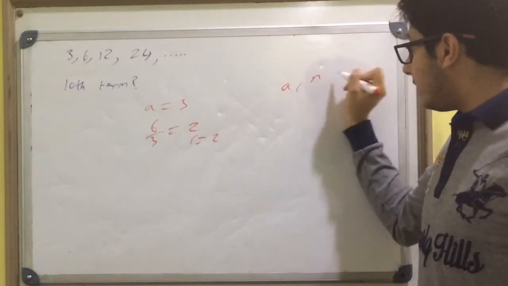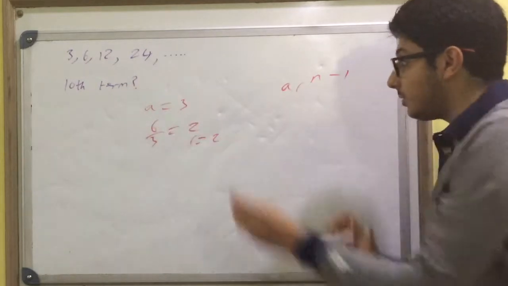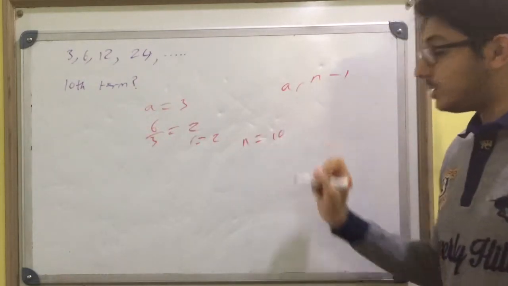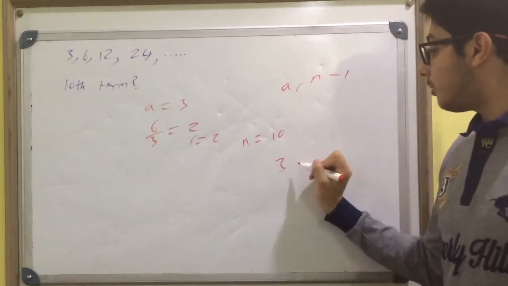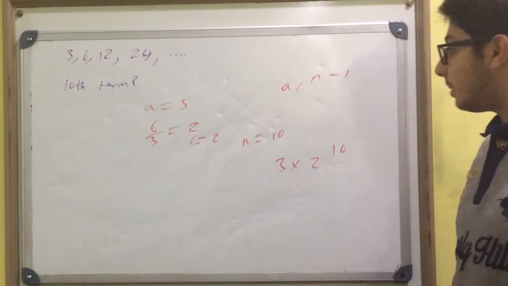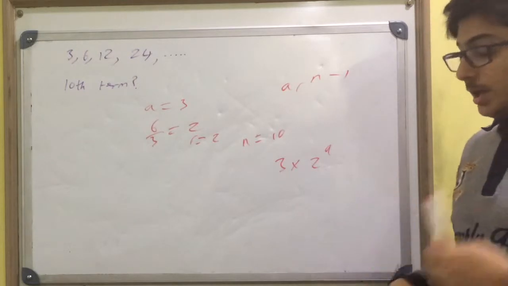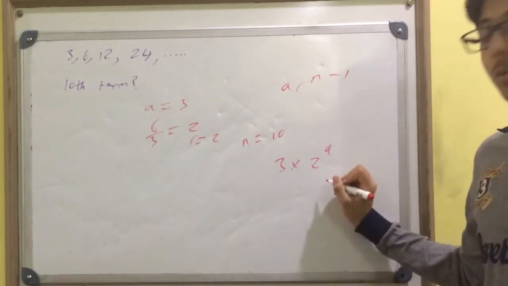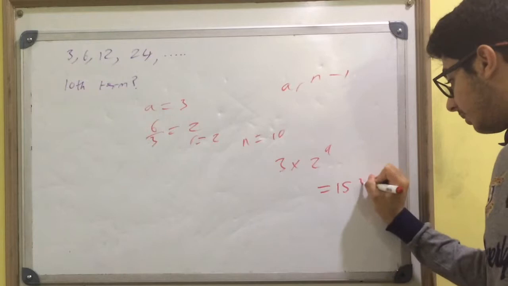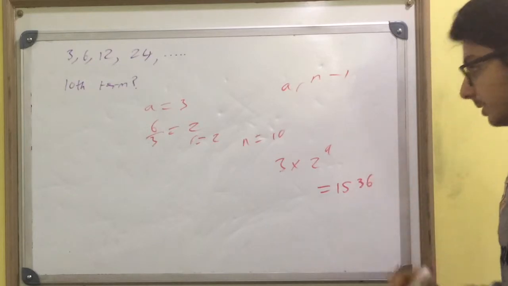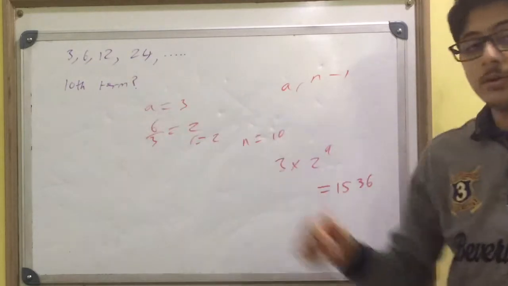And you just use the formula AR to the n minus 1. You want the 10th term, so n is going to be 10. So let's just stick the numbers into the formula: 3 multiplied by 2 to the power of 9, that's 10 minus 1. You put that into your calculator, and you're going to get 1,536. That is the value of the 10th term.